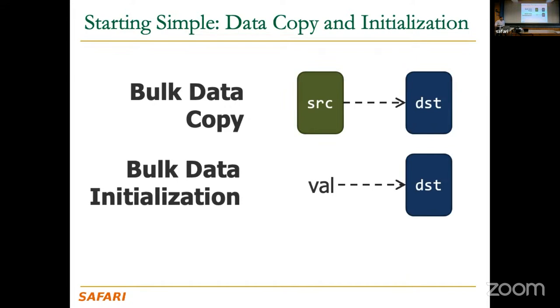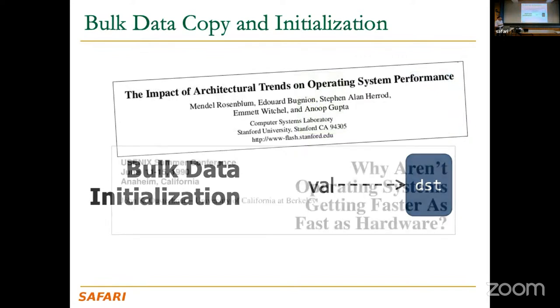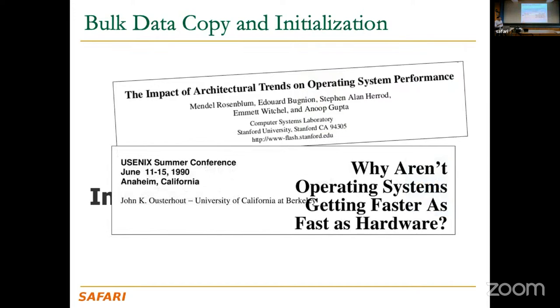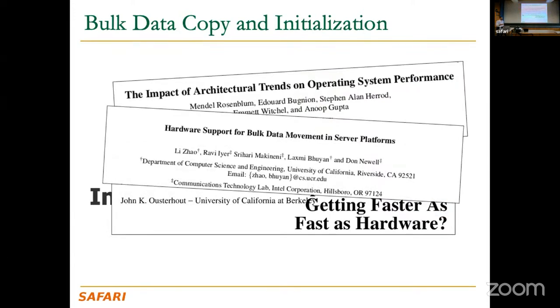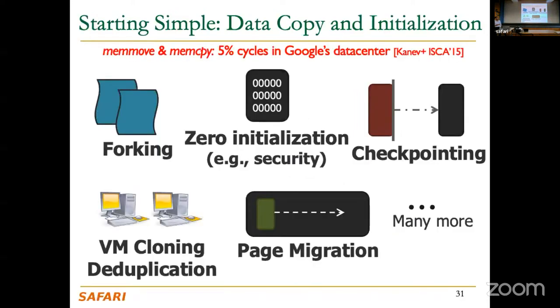Those operations are quite important, in particular in data centers. There is work showing that Google and other data centers spend a lot of time, or propose accelerators, just to do these two types of computation, initialization and data copy. Even though it's just two primary operations, there are many parts of your system that do that. Operating system support like virtual memory cloning and duplicating, checkpointing, forking, and page migration all require initialization and data copying. This work shows that 5% of the cycles spent in Google data centers are because of all of this.